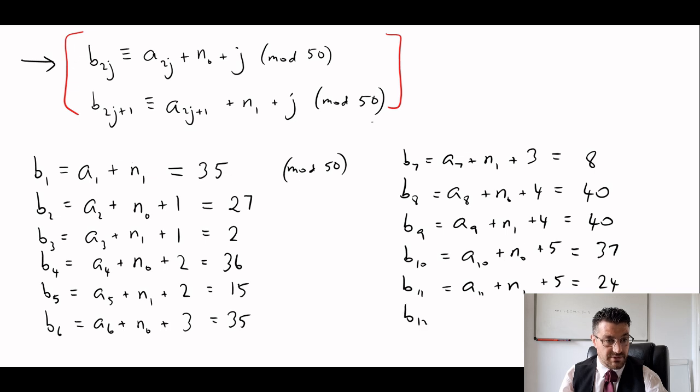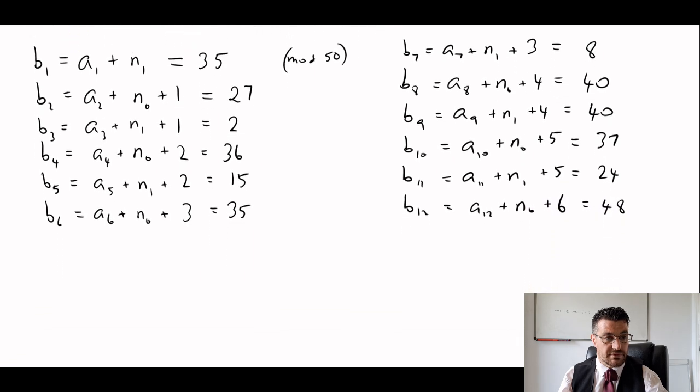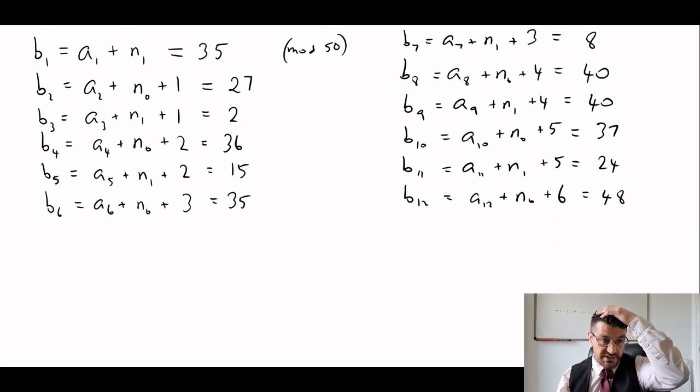Finally, B12 is equal to A12 plus n naught plus 6, and that's equal to 48. Okay. Scroll down a little bit. Okay, so now we've got all these equations established. Where do we go from here?